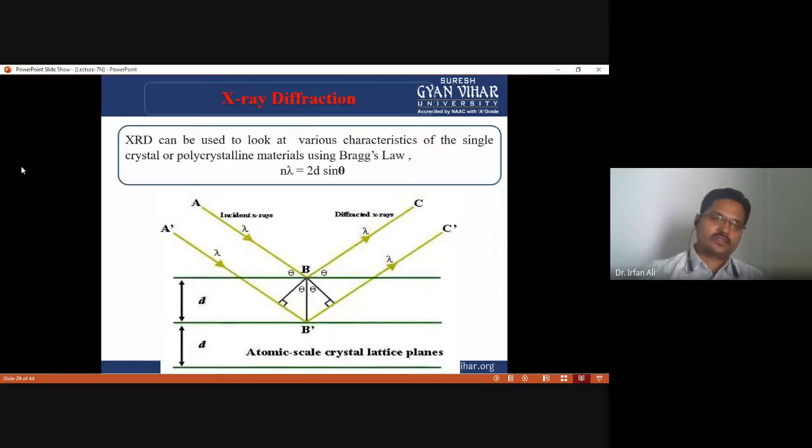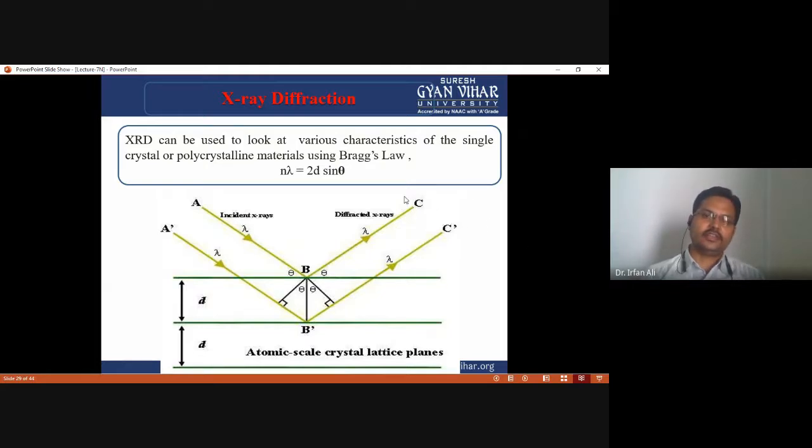So the first technique is X-ray diffraction. Okay. So X-ray diffraction can be used to look at various characteristics of single crystal or polycrystalline material using Bragg's law. Okay. So the X-ray technique works on Bragg's law.